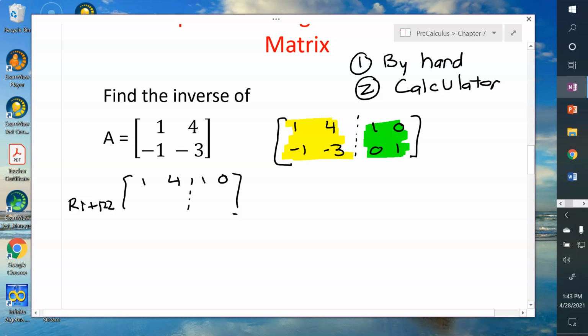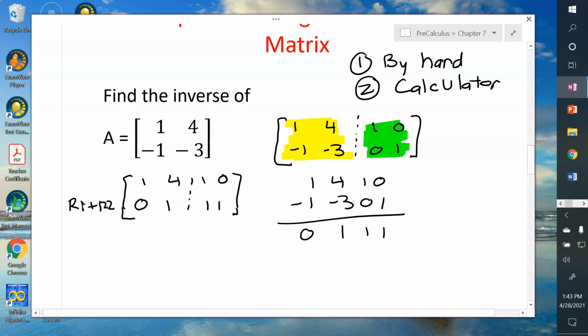So when I add row 1 and row 2 together, here's row 1, which is 1, 4, 1, 0. Here's row 2, -1, -3, 0, 1. Just add those together. I'm going to get a 0, I'm going to get a 1, and a 1.